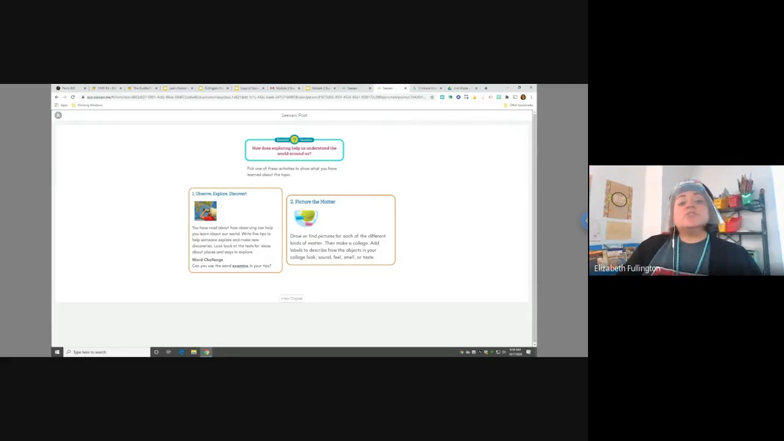Or you can do number 2. Number 2 says picture the matter. Draw or find pictures for each of the different kinds of matter. So what are the different kinds of matter? Solids, liquids, and gas. So you're going to find those 3 things and either draw a picture or take a picture. So you can go on a picture hunt with your camera on your iPads and take pictures. So it says add labels to describe how the objects in your collage look, sound, feel, smell, or taste. So you're using your 5 senses for number 2 also.